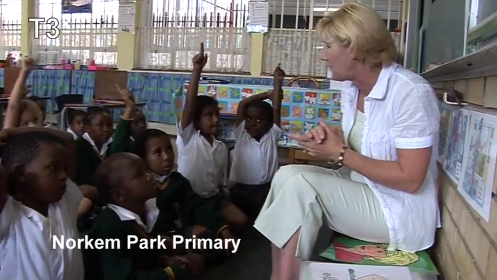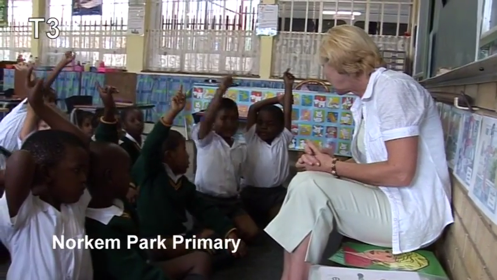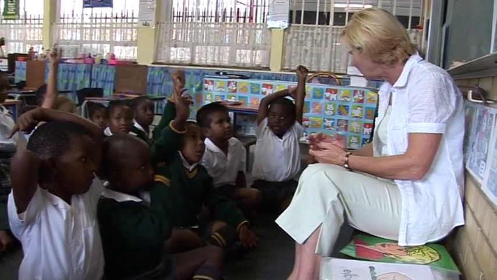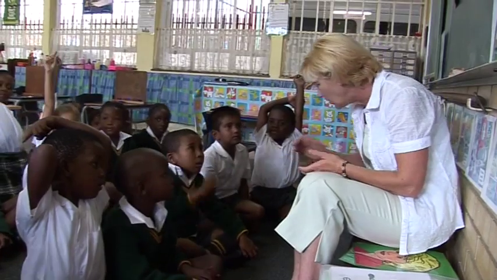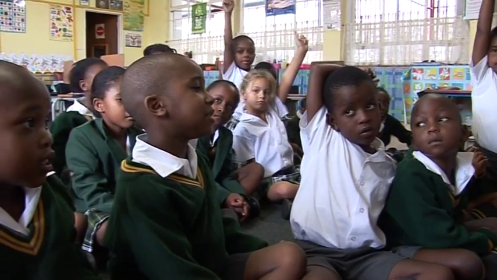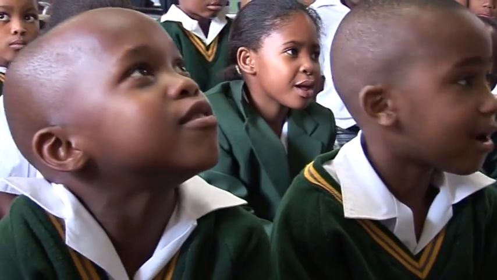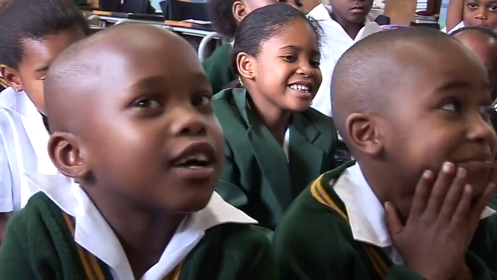Norkem Park is a suburban primary in the East Rand of Gauteng. This grade 1 class includes 4 pupils with attention deficit disorder. When I go to bed, my mommy reads me a story. Excellent. It's Winnie the Pooh. Okay, good boy. Good boy.